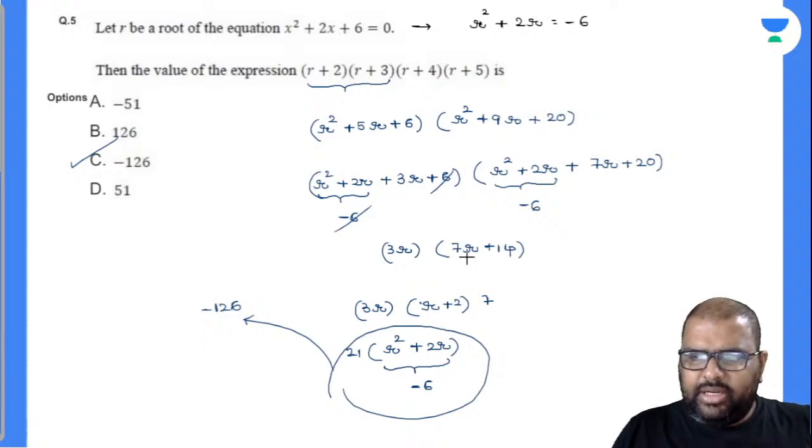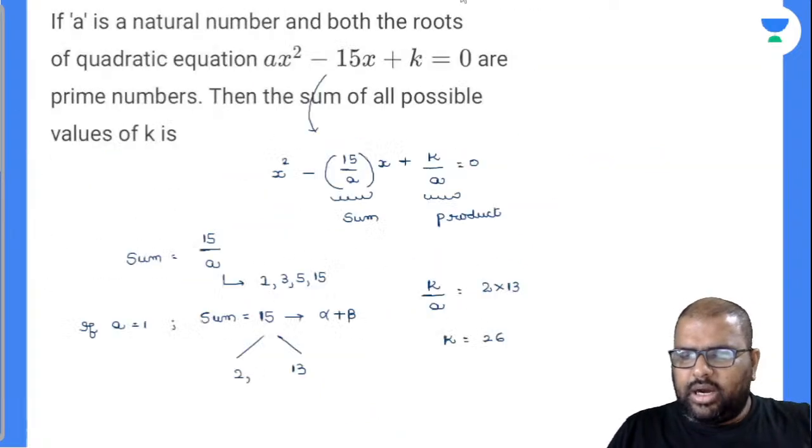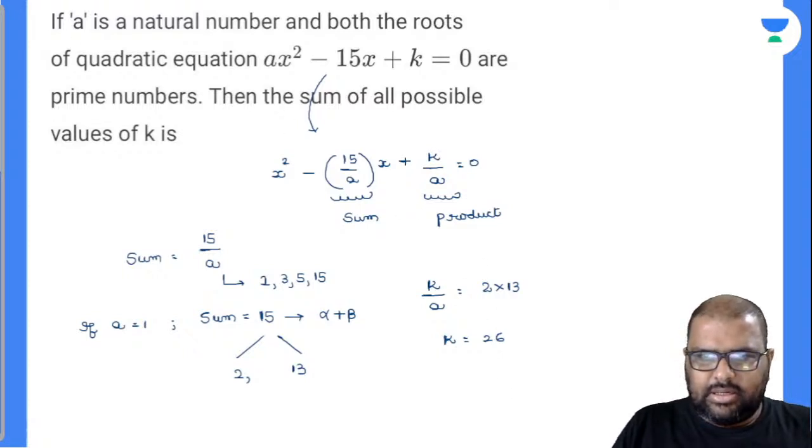How can it be 14r square here? Done. We are right on. Look, check correctly. K is equal to 26. Let's come to the next one.